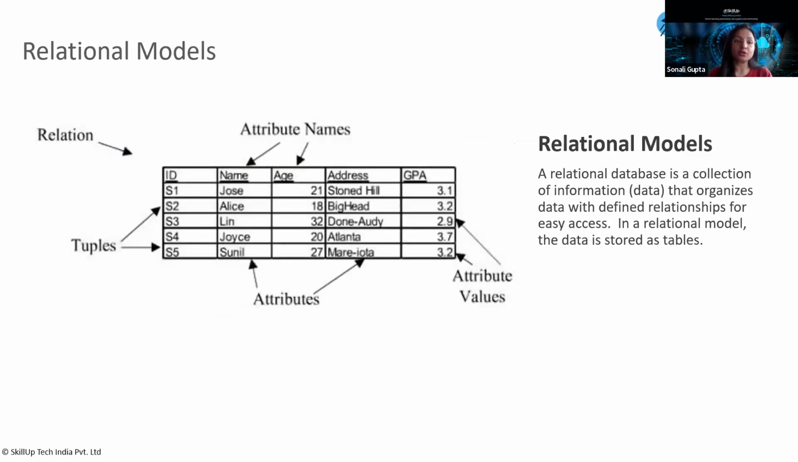Now, when we talk about relational models, what does a relational model mean? It is basically a collection of data that organizes the data with defined relationships. What exactly is the relationship among each of the data that is part of that particular table? So when we talk about a relational model, the data is stored within a table. So how does that look? When we talk about this table, these are the attribute names.